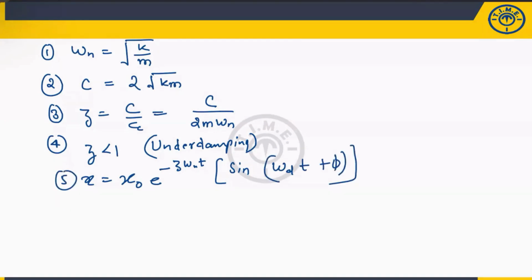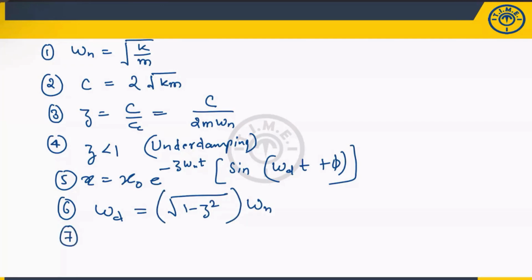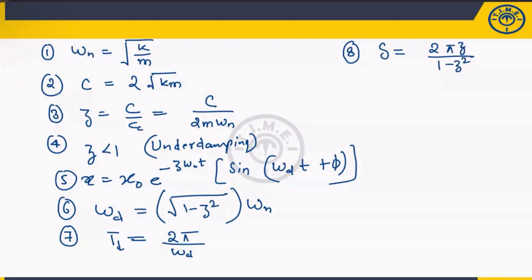And how will you calculate the omega d? You know that omega d is nothing but square root of 1 minus zeta square times omega n. And the seventh one is the time period of damped vibration, which is 2 pi by omega d. The next one is the logarithmic decrement I have discussed, which is 2 pi zeta divided by square root of 1 minus zeta square.